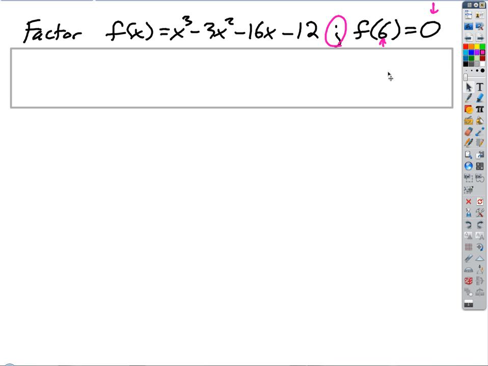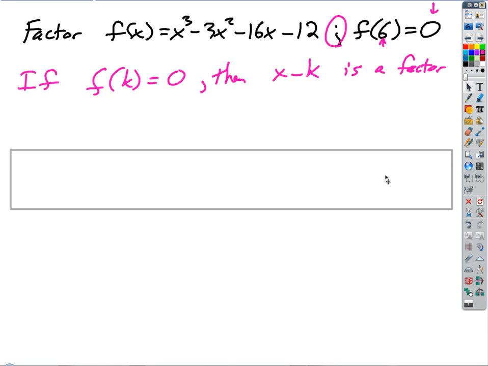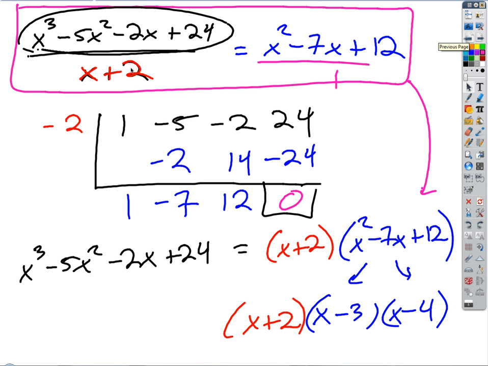Now here's a relationship that's always going to be true. If k is a 0, so if f of k equals 0, then x minus k is a factor of the function every time. Okay? So the fact that we're told that 6 is a 0 is really just like that last problem where we were given a factor, isn't it? Right? We were able to divide the black expression by x plus 2. We did it synthetically, but that gave us back a smaller factor, right, that we could break apart.